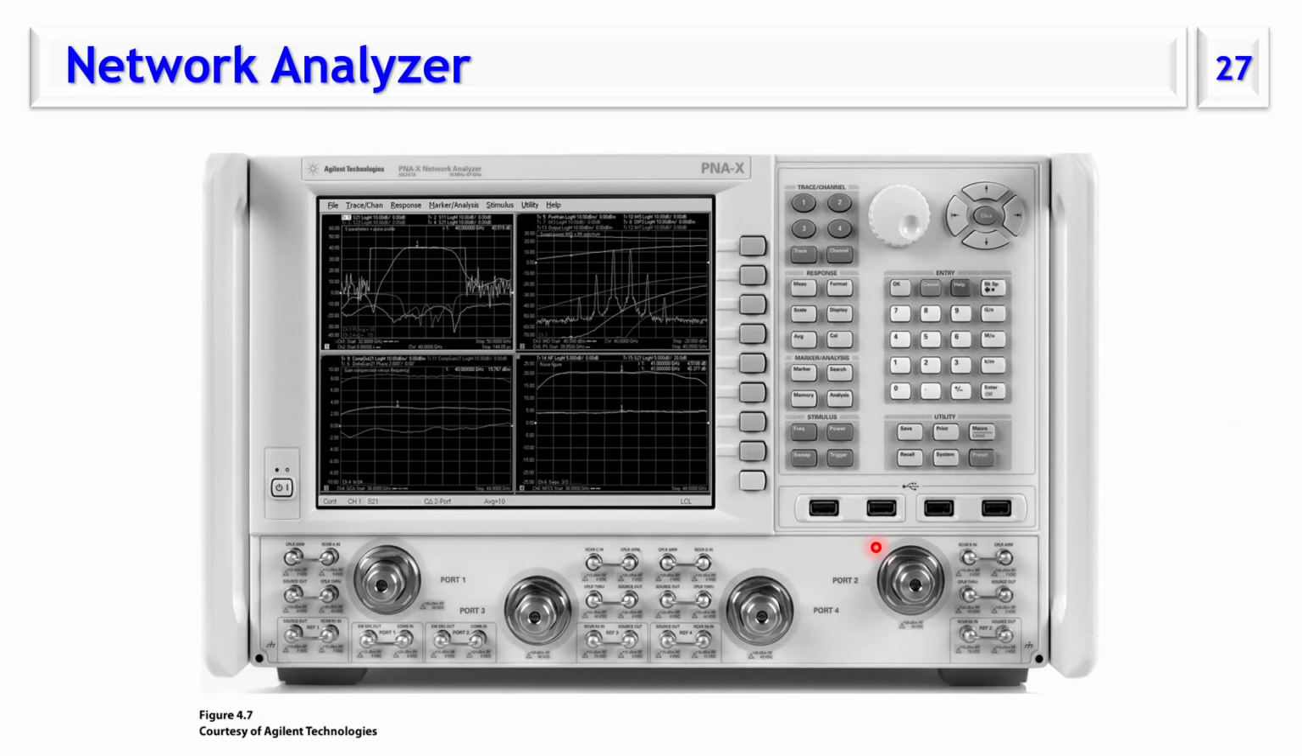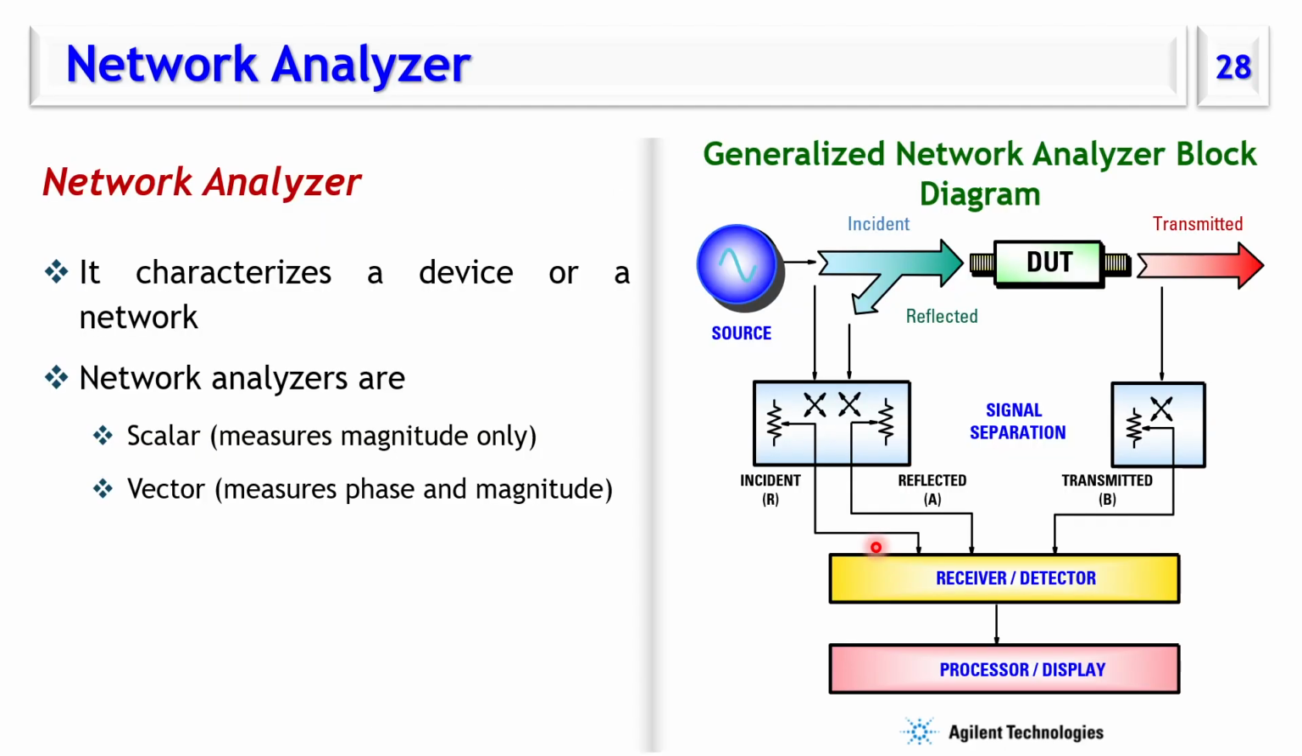The tool that is being used for the measurement of the scattering matrix is the network analyzer. This is a picture of one network analyzer. So the network analyzer measures the S matrix. A network analyzer is a device or equipment that characterizes a device or network. It can be scalar, measuring only the magnitude. It can be vector, measuring phase and magnitude.